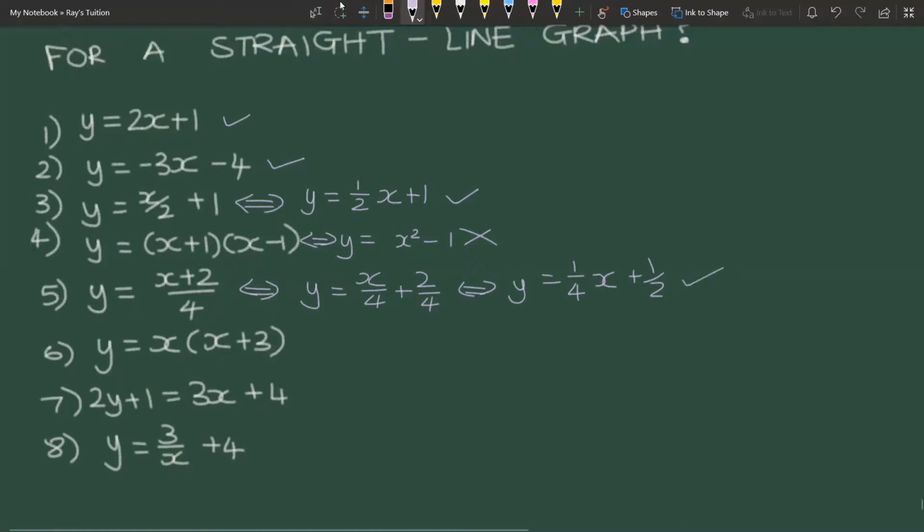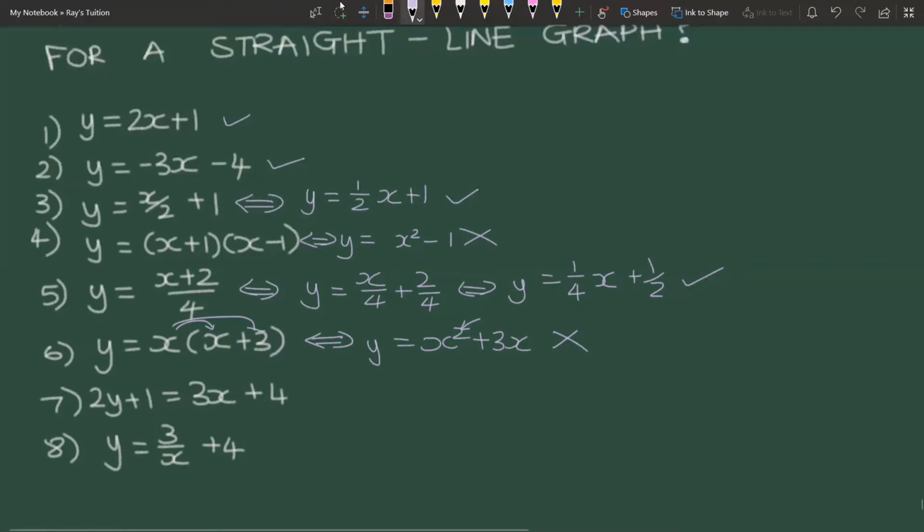This one again, let us try and write it out and multiply it out. So what we're going to get is y is equal to, we're going to have to distribute that x. So we get x squared plus 3x. Looking at this equation, is it an equation of a straight line? Well, no, because there's a squared power there and a straight line is a linear function of x.